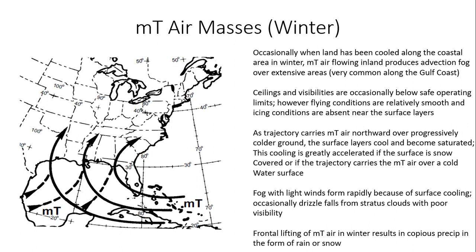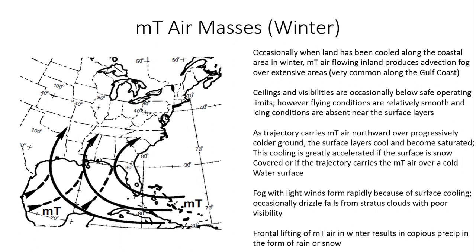Now, occasionally, when the land has been cooled along the coastal areas in the wintertime, this maritime tropical air is going to flow inland as that warm, moist air overruns the colder land surface. This is going to produce what's known as advection fog over extensive areas, and this fog is very thick, and it's very common, especially in the Florida Panhandle during the winter season.